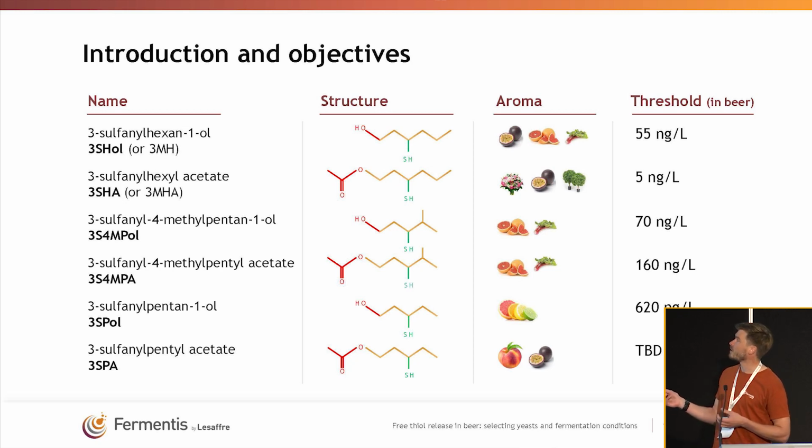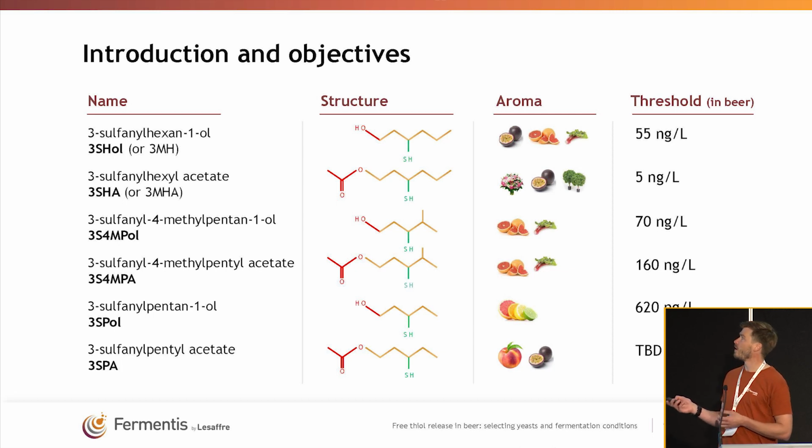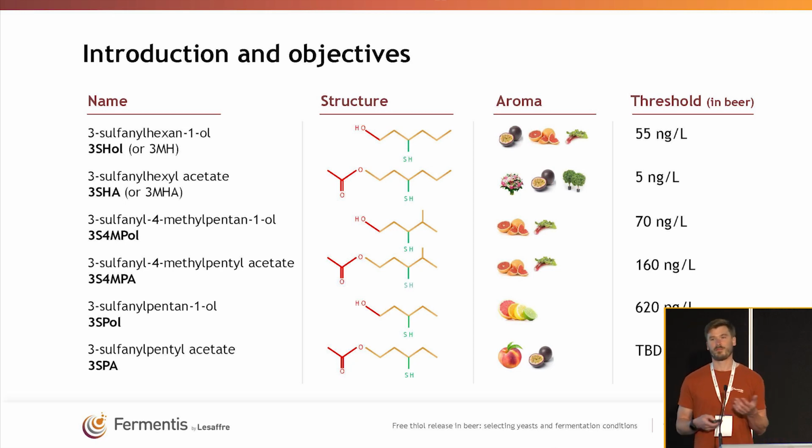and then have another flavor. As you can see here, you may have one aroma for the alcohol form, but if you have esterification from the yeast, then you have another aroma expression and another threshold in the beer. And I don't know if you have an idea of what it is like, 55 nanograms per liter. That would be roughly like 1 drop of the pure compound in a swimming pool, which is huge.